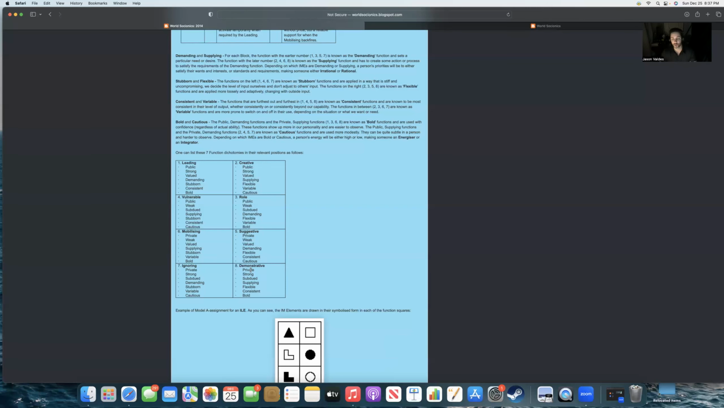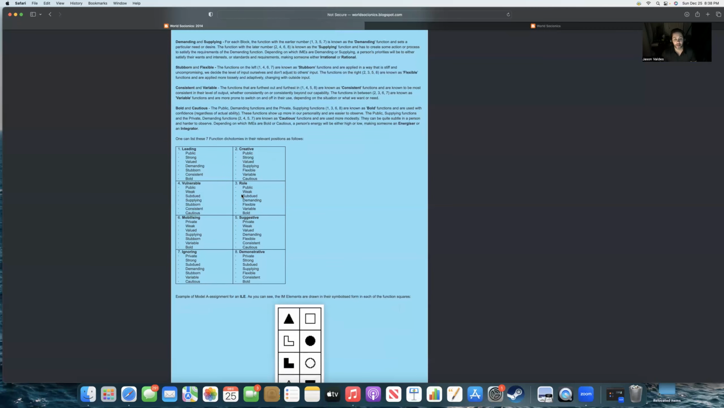MBTI tends to focus on there being just four functions that you're using, and that's it. The other four, they kind of ignore, like they just don't exist. Socionics says, no, no, no. You're playing with all eight of them, and you're going to have four of them that you care about, that you value. That doesn't mean you're good at it. It just means you value it. It's important to you. And then you're going to have the other four that you don't really care about.